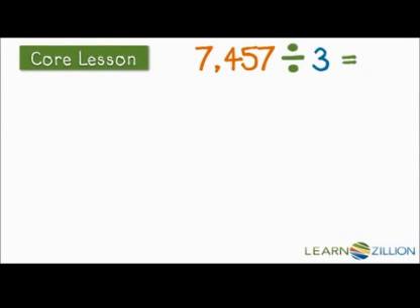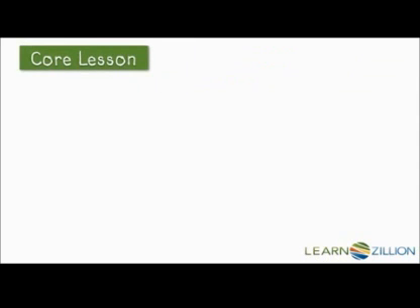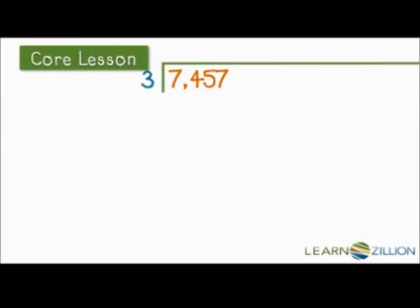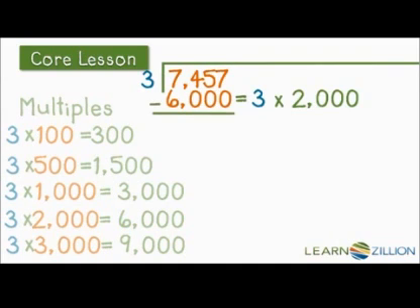Let's find the quotient of 7,457 divided by 3. And I know I'm going to need some room for this one. So let's look at how we recompose 7,457 into friendly multiples of 3. Start by seeing that 100 groups of 3 is 300, way too small. 3,000 groups of 3, too large. So I see that 6,000 is as close as we're going to come. So let's take 2,000 groups of 3, or 6,000, out of our dividend, which leaves us with 1,457 remaining.